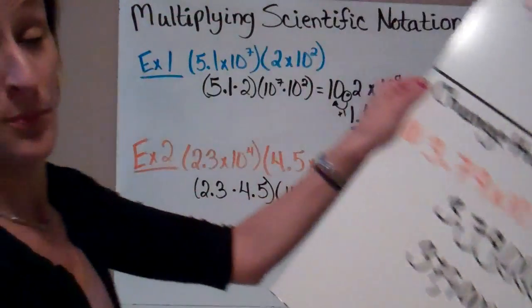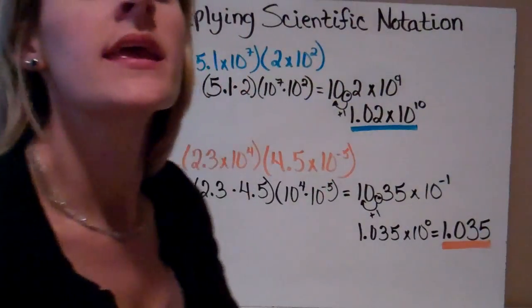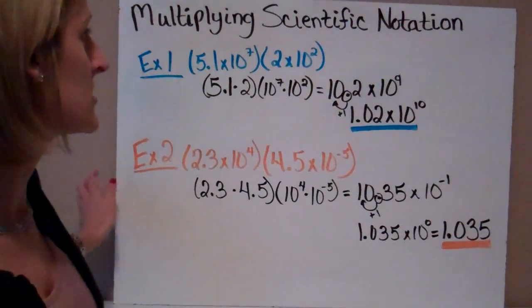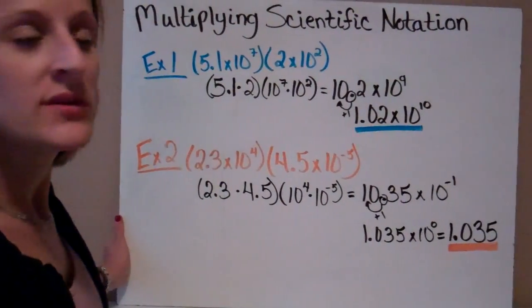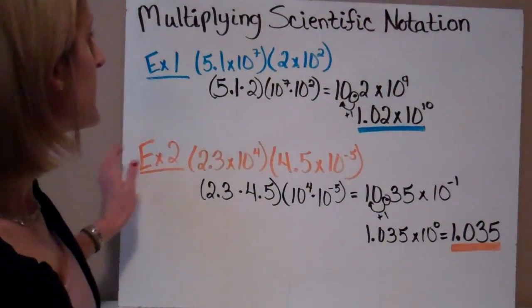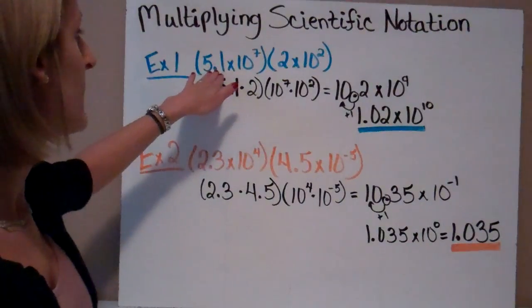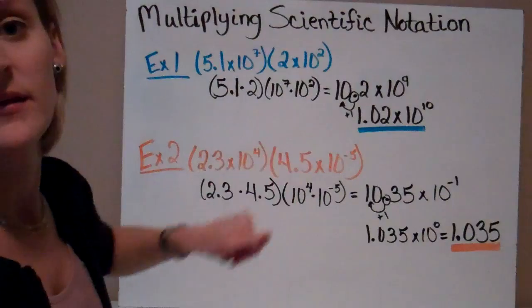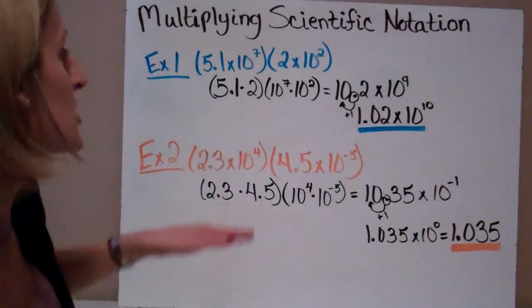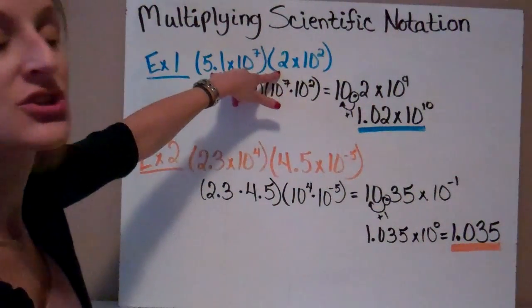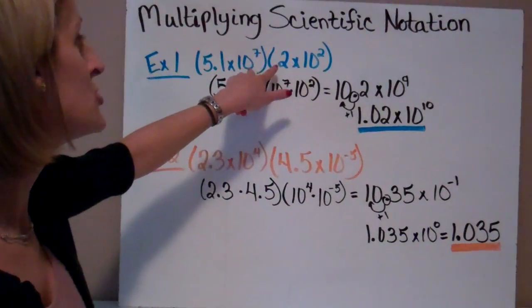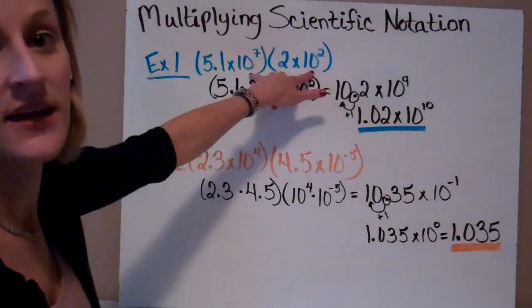Alright, now multiplying with scientific notation. Yeah, you can shove it in the calculator, multiply it out and do it, but there's actually a little quicker way. So what you need to do when multiplying scientific notation, so like this one, 5.1 times 10 to the 7th times 2 times 10 to the 2nd, is kind of rearrange it. You're going to stick these two numbers together and multiply those. So 5.1 times 2. Then you're going to do 10 to the 7th and 10 to the 2nd.